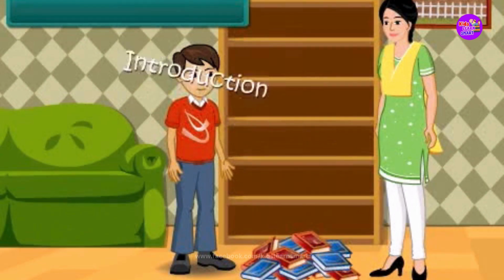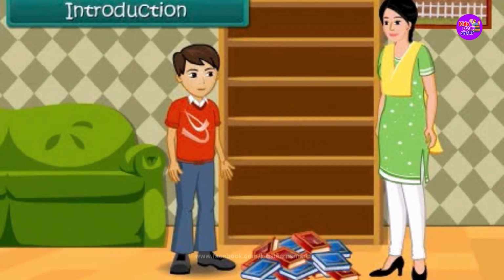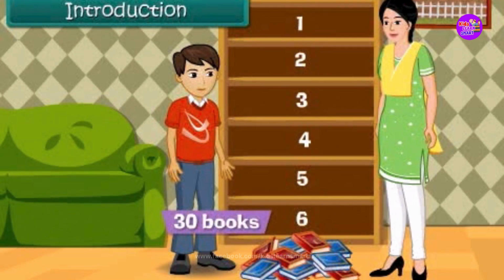Introduction. Look at this bookshelf. There are 6 sections in the bookshelf. Ram's mother asked him to arrange 30 books in the shelf with each section containing an equal number of books. Now how is Ram going to do the work? It is easy if Ram knew division. He has 30 books and 6 sections, so each section will have 5 books.